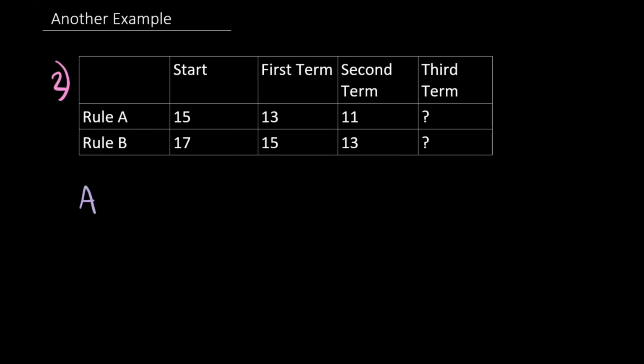All right, let's figure out what the rule is. So 15 minus 2 is 13, sorry. 13 minus 2 is 11. So our rule would be subtract 2. Okay? So also we would have to figure out the third term for A and B. Okay, so we can do that once we find the rules for both of them.